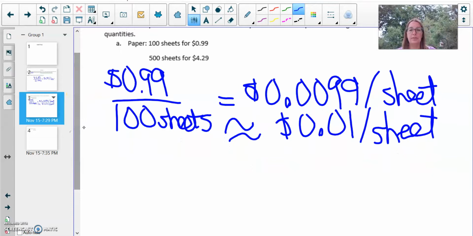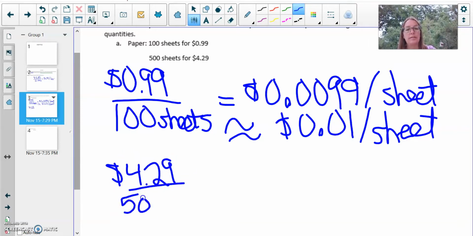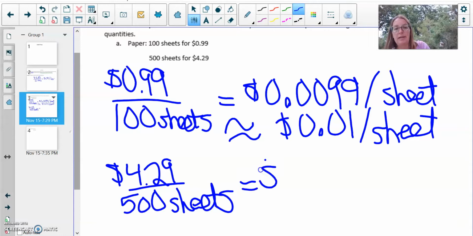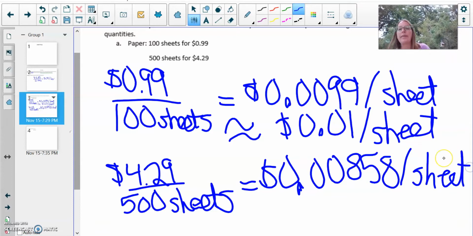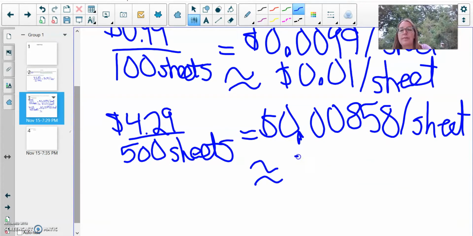Looking at the second option, we have $4.29 for 500 sheets. So I'm going to use my calculator to again divide that out. I'm getting 0.00858 dollars per sheet. And again, if we round it in our context of money, this would also round to 1 cent per sheet.